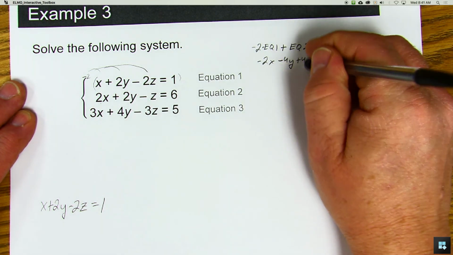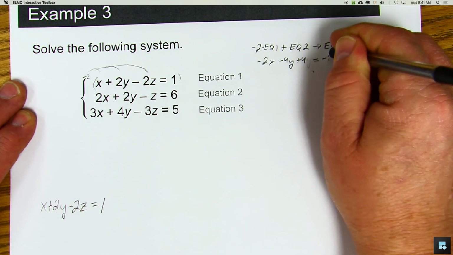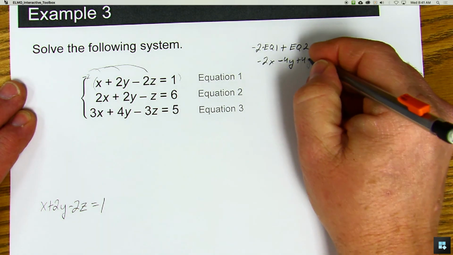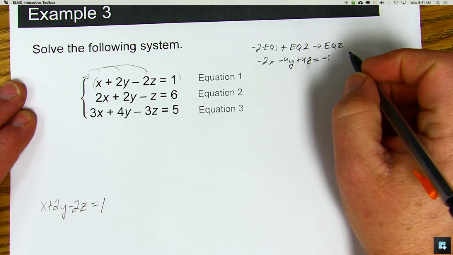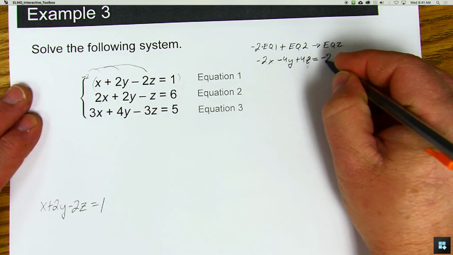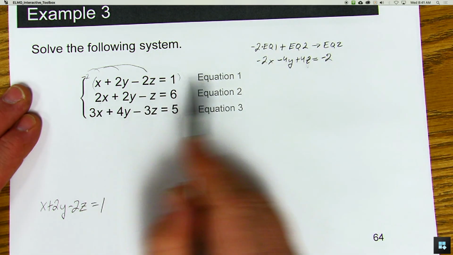I don't know what the heck I'm thinking there, folks. It's early in the morning. Just kidding, it's not that early, but we're just kind of crazy. Then that should have been -2, because -2 times 1 is -2.